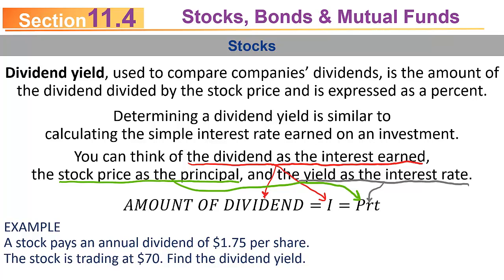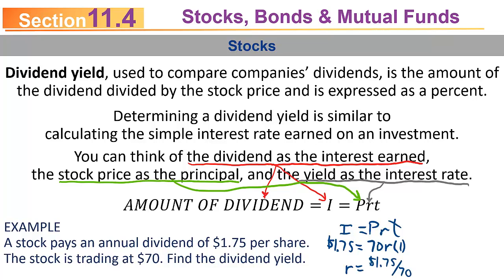For example, if I said a stock pays an annual dividend of $1.75 per share, and the stock is trading at $70, find the dividend yield. It's simply applying the I=PRT formula. You were told that the annual dividend is $1.75 per share, and we talked about the fact that the amount of dividend can be equated to the amount of interest in the I=PRT formula. So the I becomes $1.75. The principal is the value of the stock. The stock is trading at $70, so the P would be 70. It's an annual dividend, so T would be 1, and we're solving for R.